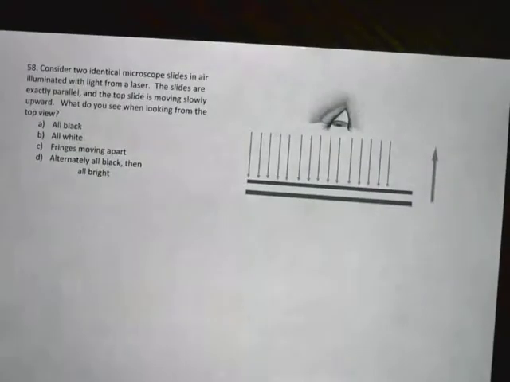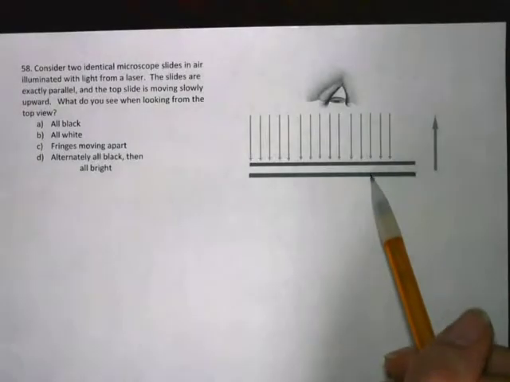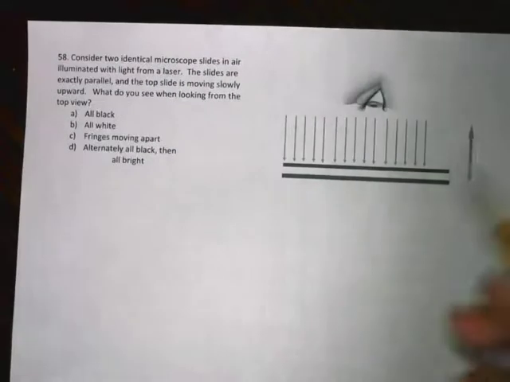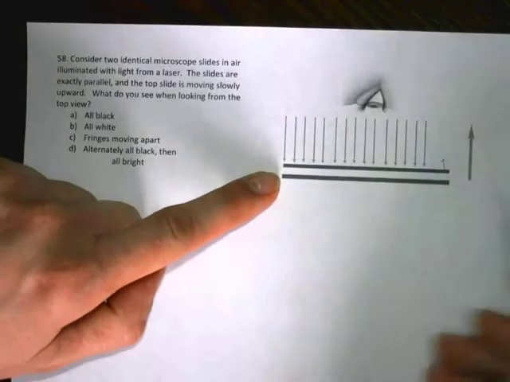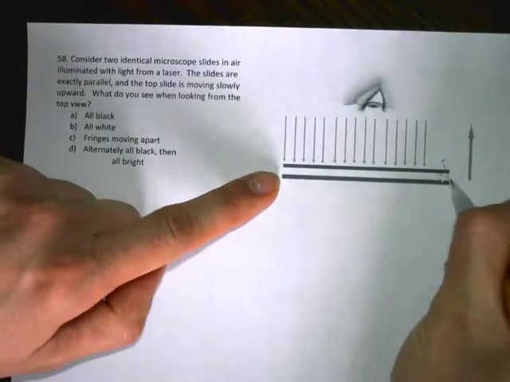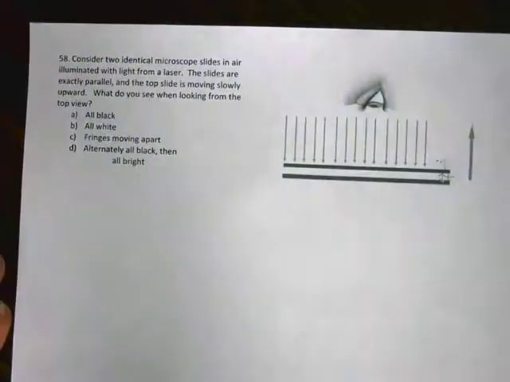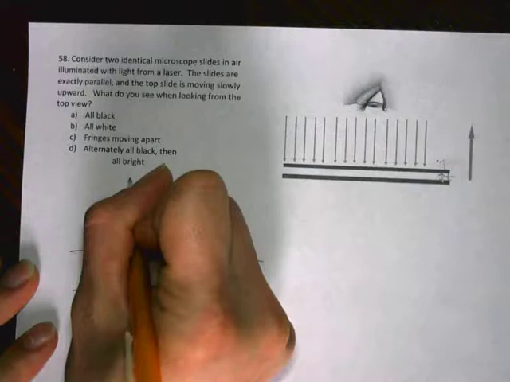And that is particularly relevant to prep for the last question on the review sheet, which is one of few totally new questions I think you haven't seen this semester. I have two microscope slides, and the slides are exactly parallel to each other. The top slide is going to slowly move upward. So as this top slide moves up, the distance, which we tend to call t, is going to get bigger and bigger.